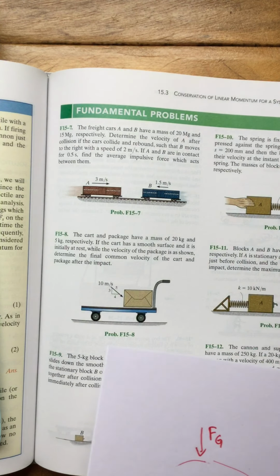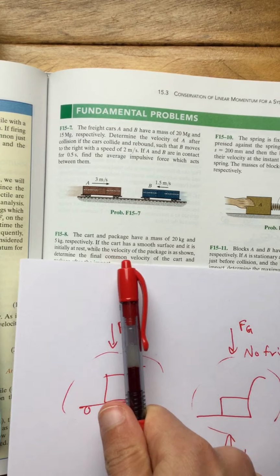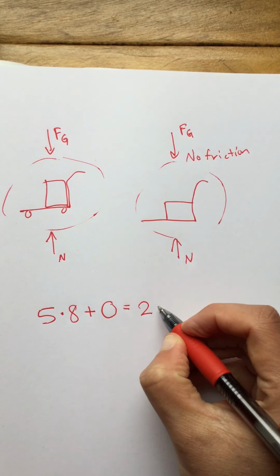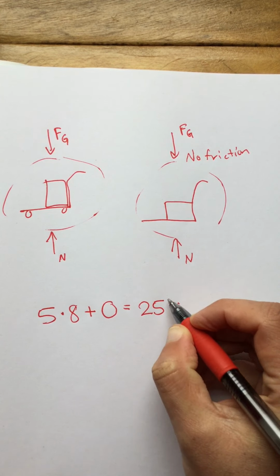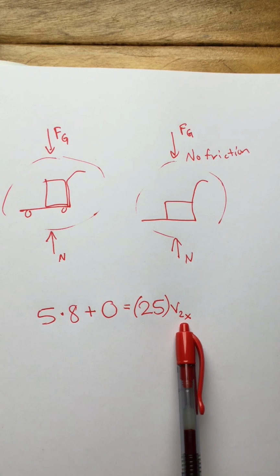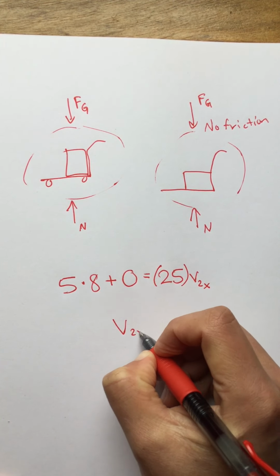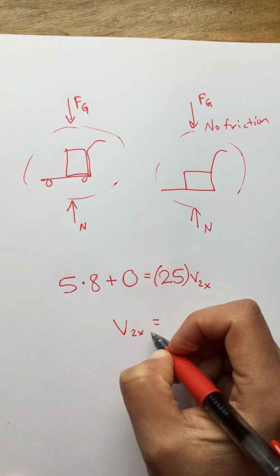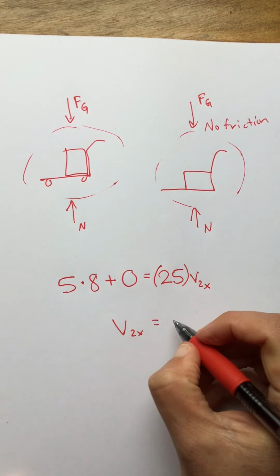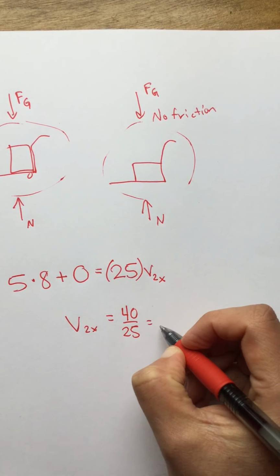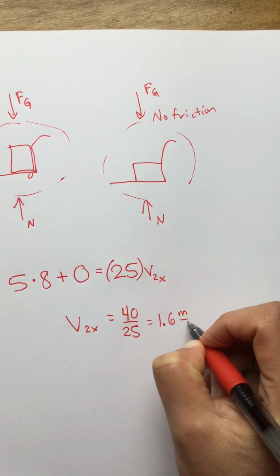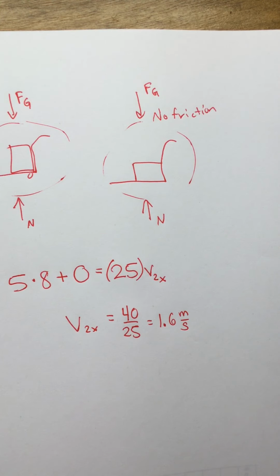The total mass of the cart and the crate is 25 times the velocity of the cart and the crate moving together, so they have the same velocity. And we can solve this to get the horizontal component of the velocity. That's 5 times 8, which is 40, divided by 25. That gives us 1.6 meters per second. And that is the solution to fundamental problem 15-8.